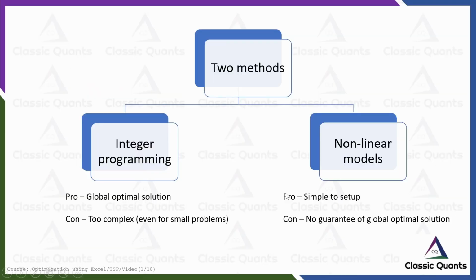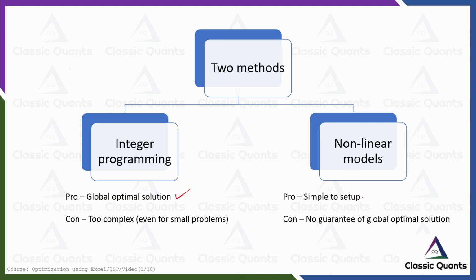As I have told you earlier also, there can be two methods of solving a traveling salesman problem. One is integer programming, another one is non-linear models. Both have some advantages and disadvantages. In case of integer programming, the main advantage is it will give you the global optimal solution. So there is no question of whether any better path can be derived from the network or not. It will always give you the best solution.